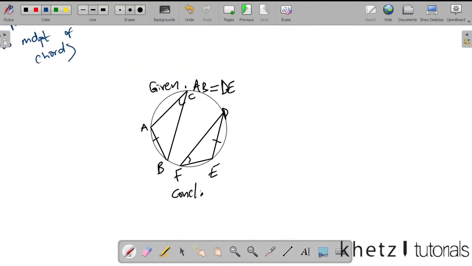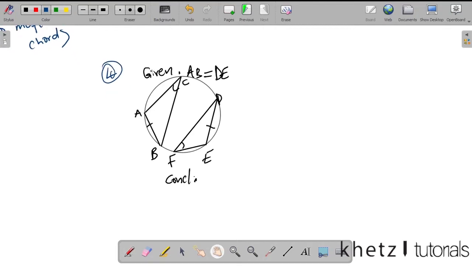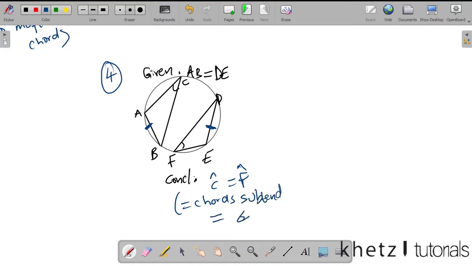We're given that AB, which is over there, is equal to DE, which is over there. It's actually indicated using these lines which show equality. And we can conclude that the angles C and F are equal. And the reason for that will be equal chords subtend equal angles.